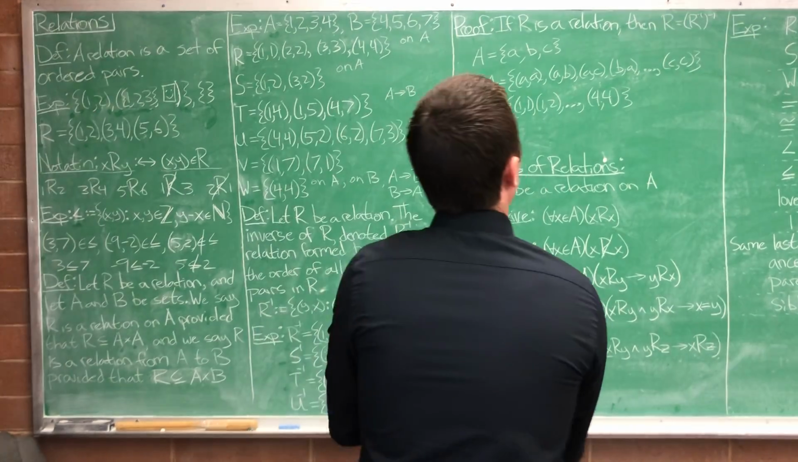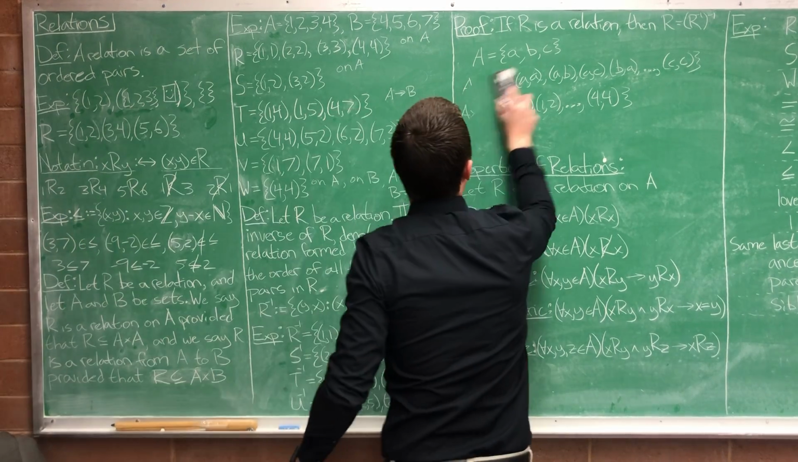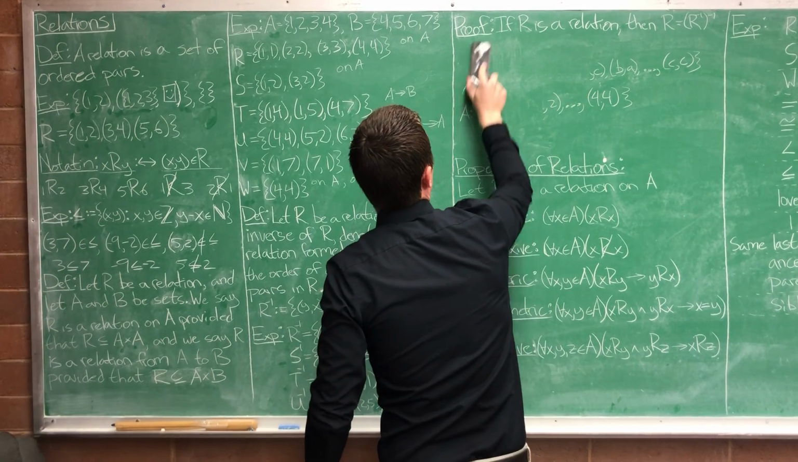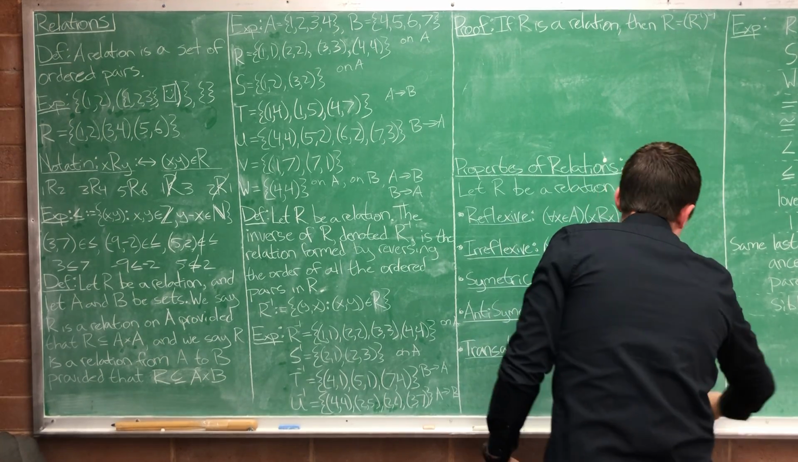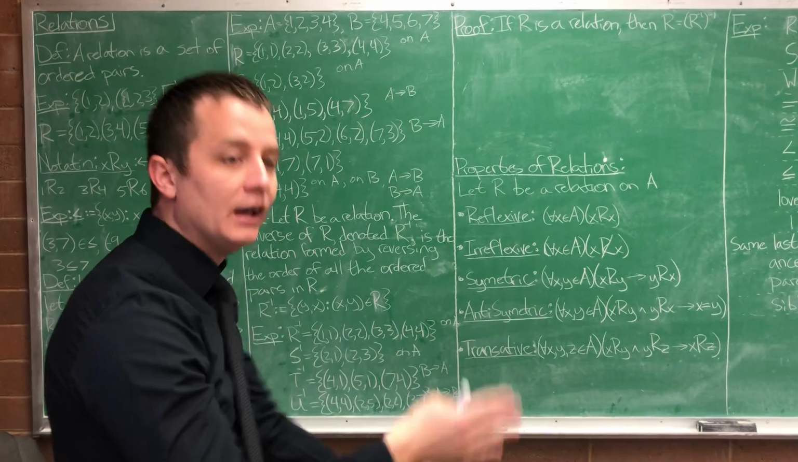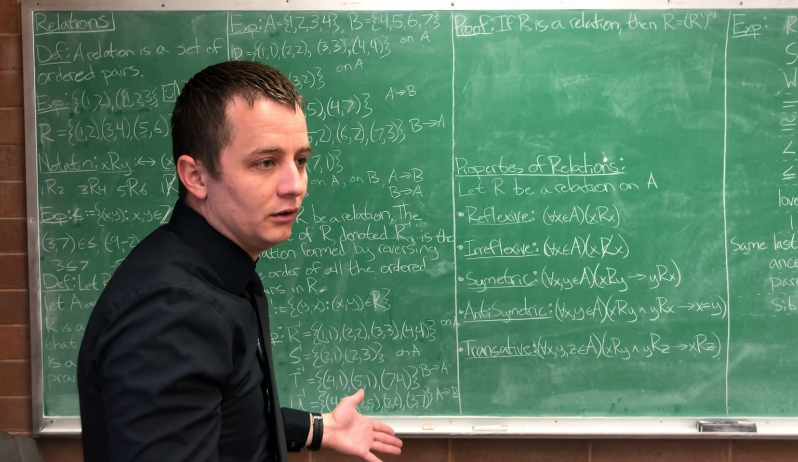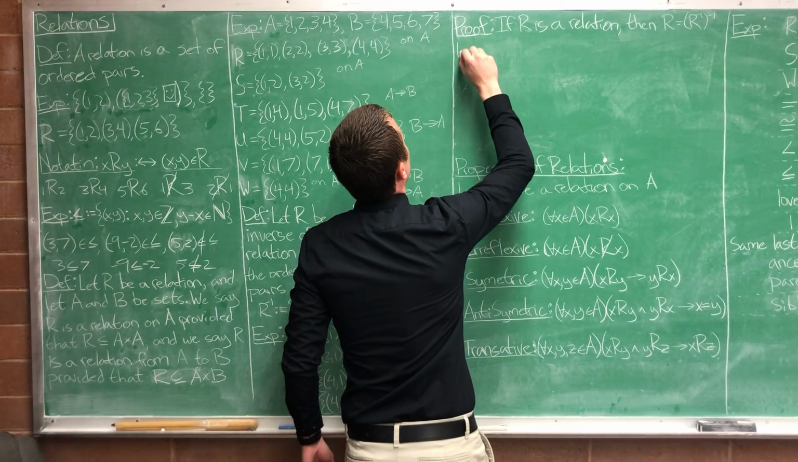All right, let's do a quick proof. We're proving that if R is a relation, then R is equal to the inverse of the inverse relation. In other words, if I take the inverse of a relation, and I take its inverse again, I'm back to where I started. Make sense? Yep. All right.